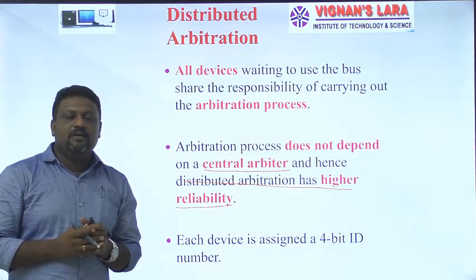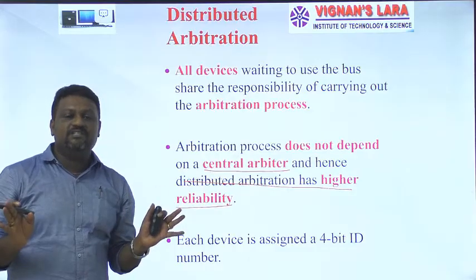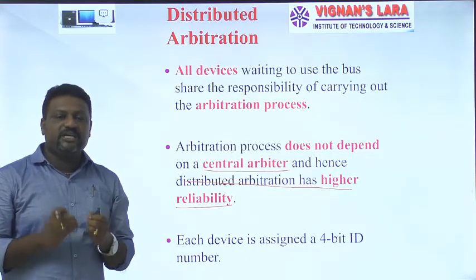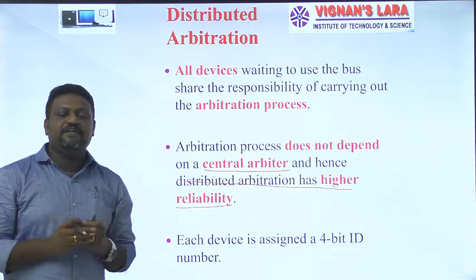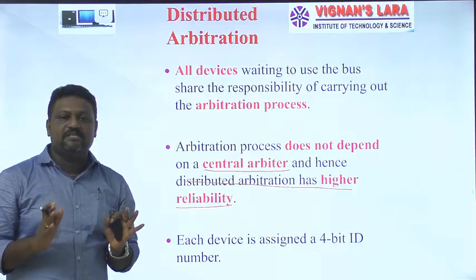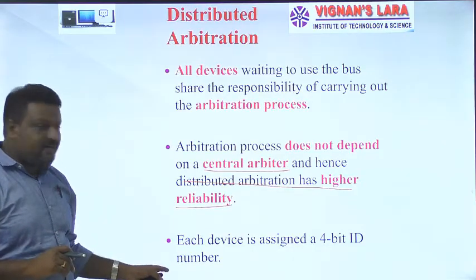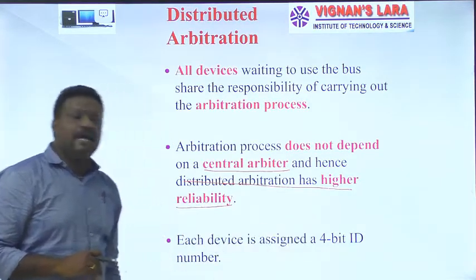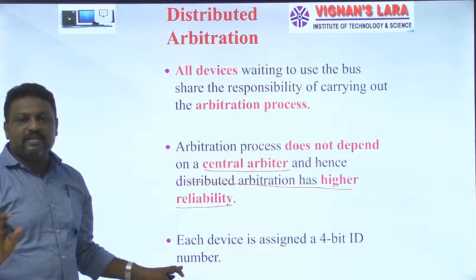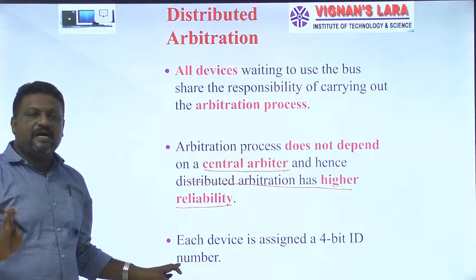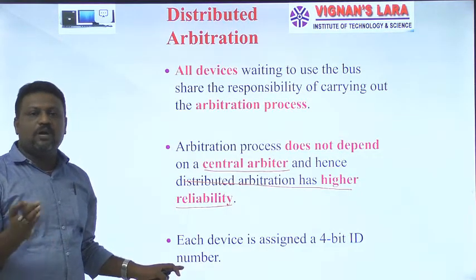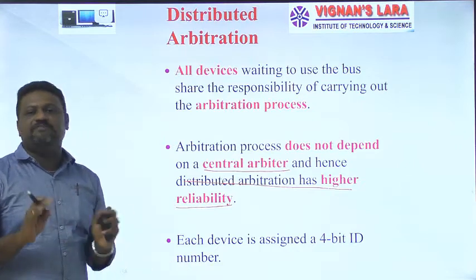What are the devices I have in my system? I assign an identification number to each and every device. That identification number size is 4 bits. So that's why here I have written that each device is assigned a 4-bit ID number. So here I took an example: in my system, I assigned a 4-bit identification number to each and every IO device which is involved in the bus arbitration mechanism.